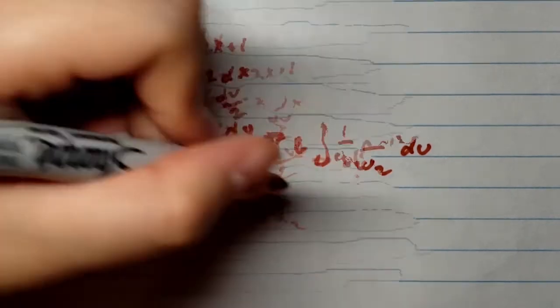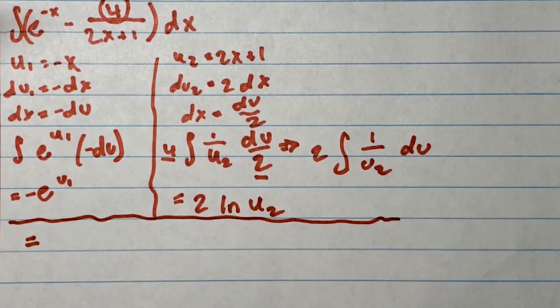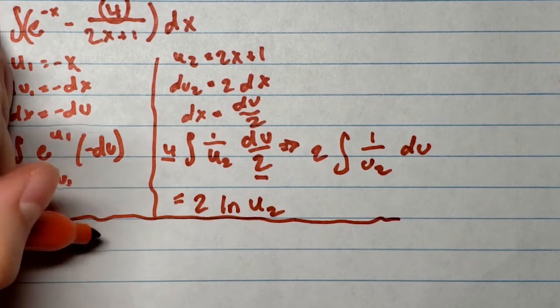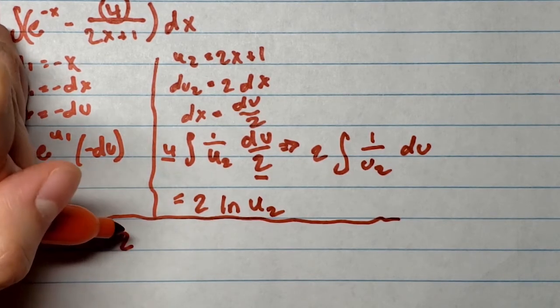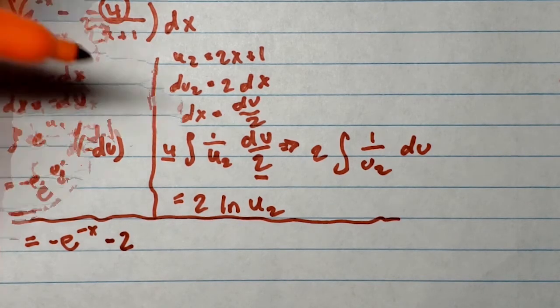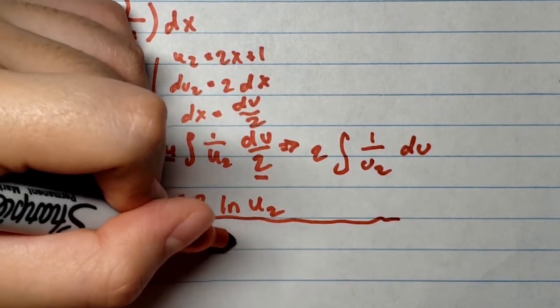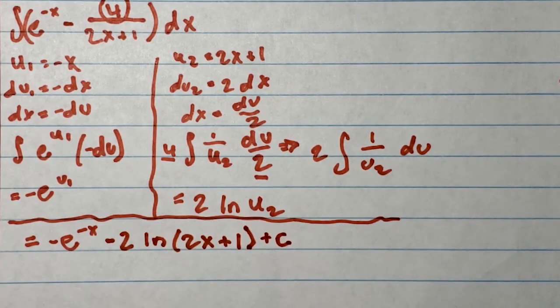Now that we have solved for each term, it's time to put them together and subtract them to find the solution. And then plug in u and u2 and add c, to which you get your final answer.